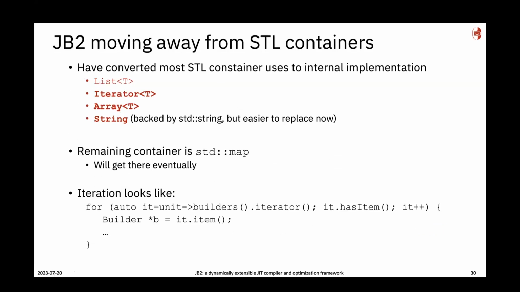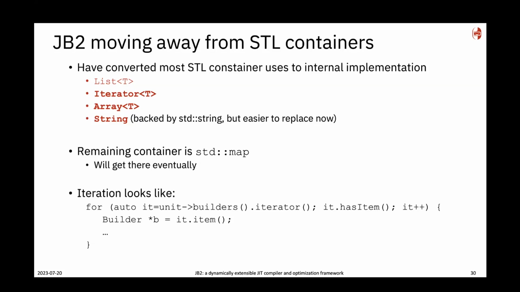So there's the list, there's an iterator class, there's an array class, there's a string class, which is still backed by a standard string, but it's a lot easier to replace now because the string only appears in one place. And the only one that I have not tackled yet is standard map, which is going to be a fun one, but I'll get there eventually. I just haven't peeled that one out yet.